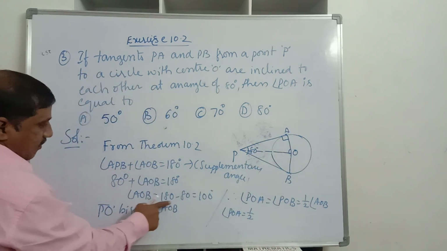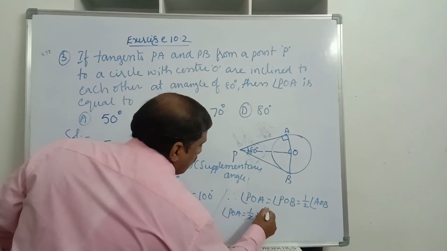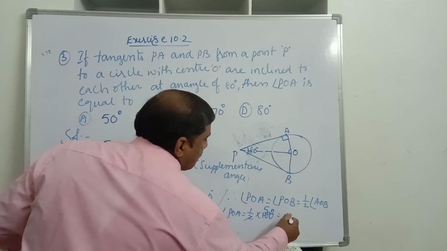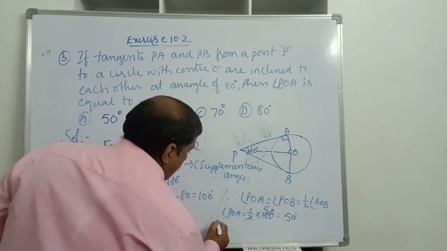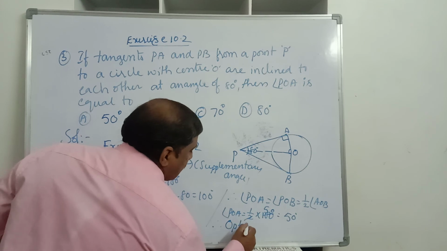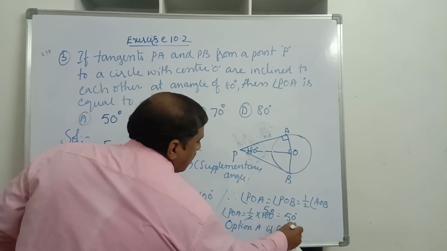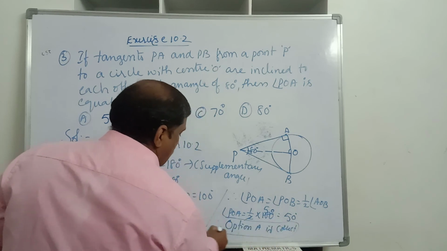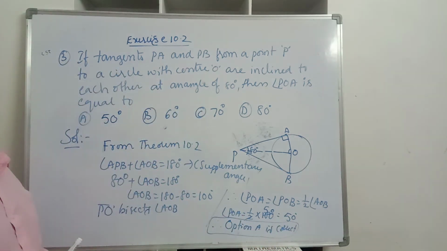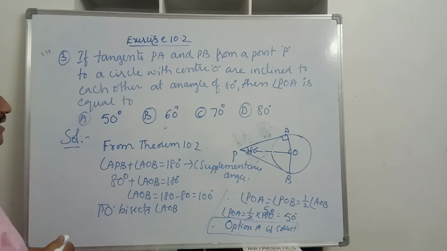Hence angle POA is equal to half of angle AOB. AOB is how much? 100. That is half of 100. 2 ones are, 2 fives are, 2 zeros are. It is 50 degrees. Therefore, option A is correct. Like this, we will solve this kind of sums by using theorem 10.2. Is it clear, children? I hope you understand today's concept.